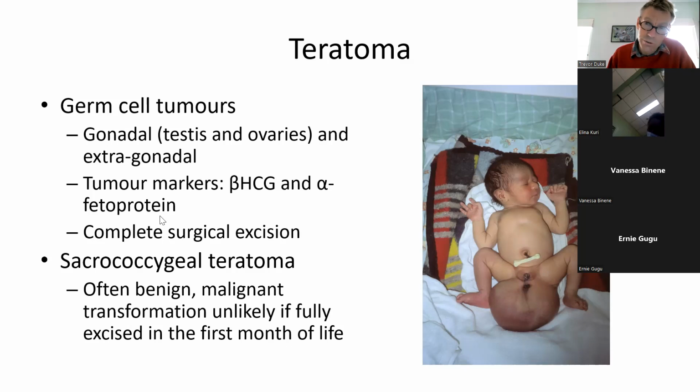These germ cell tumors often have what we call tumor markers, so you can measure their beta HCG and their alpha fetoprotein, and usually they're quite elevated.